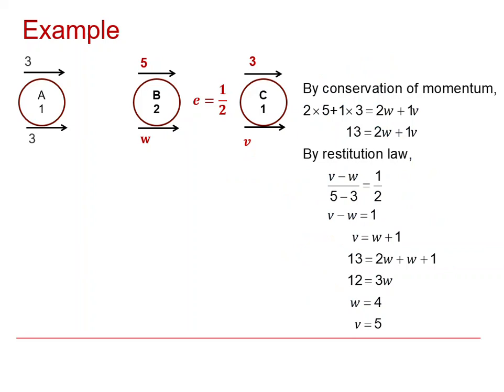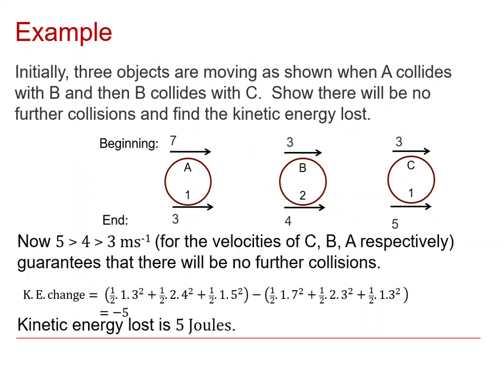So there we are, that's the calculation repeated, and we can see that if we draw up the picture with the 3, the 4 and the 5, we can fairly conclude that because C is going faster than B is going faster than A, then there'll be no further collisions, which is what the question asked us to show.